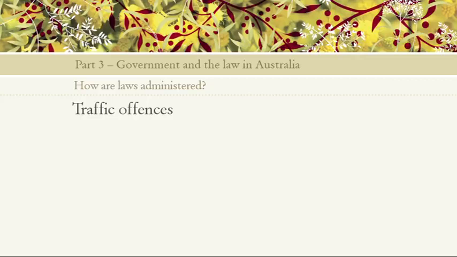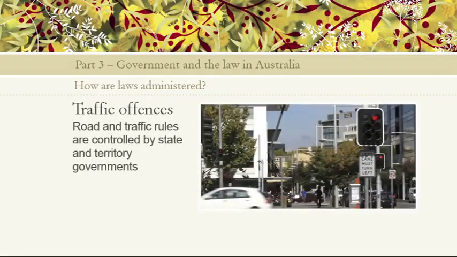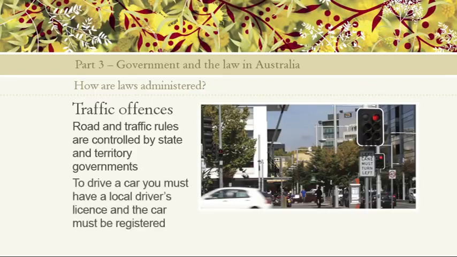Traffic offences. Road and traffic rules are controlled by state and territory governments. People can be fined large amounts of money or even sent to prison for breaking traffic laws. To drive a car in Australia, you must have a local driver's licence and the car must be registered. There are many other traffic laws. You must become familiar with them.